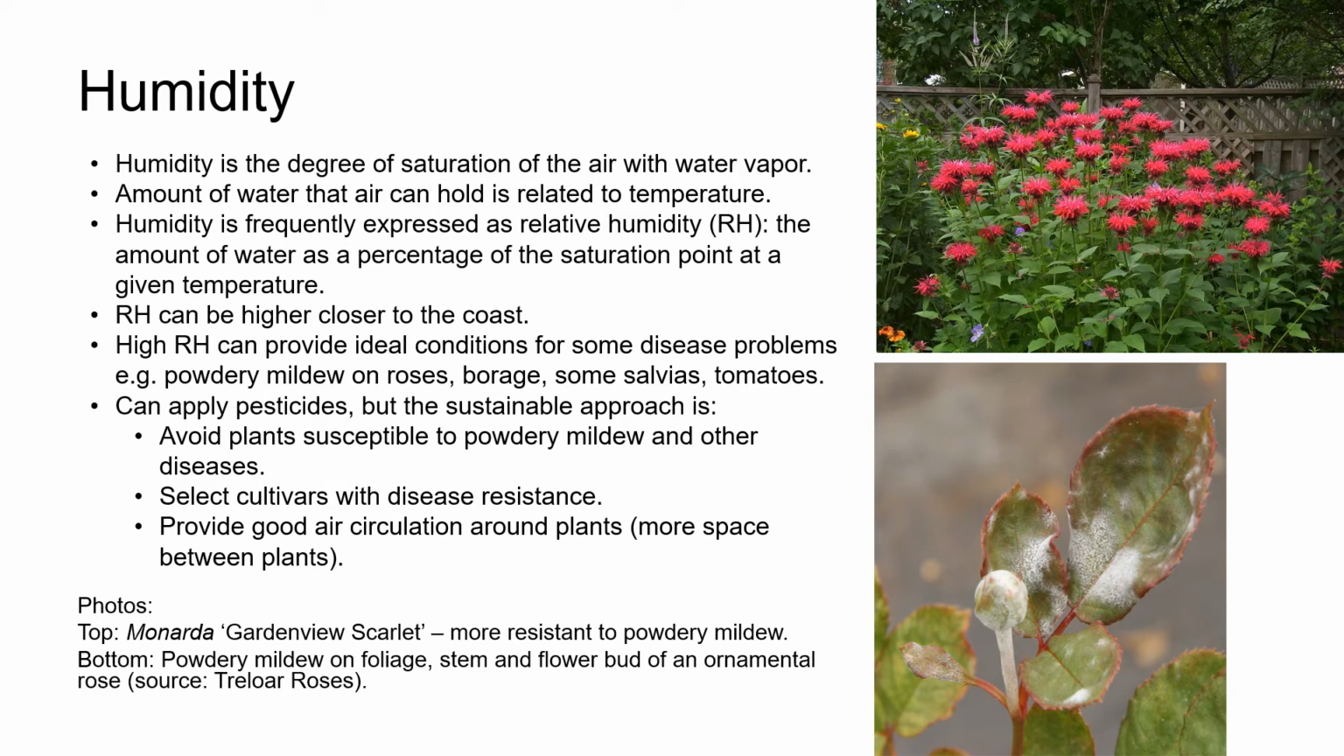We can, of course, apply pesticides for these diseases, but the sustainable approach is to perhaps avoid plants that are susceptible to, for example, powdery mildew. And a good example here would be Monarda Garden View Scarlet, which is pictured in the top right-hand corner. This selection of Monarda is particularly resistant to powdery mildew and is therefore a much better choice in our area. We can also reduce humidity around the plants by providing good air circulation by spacing plants much more widely.